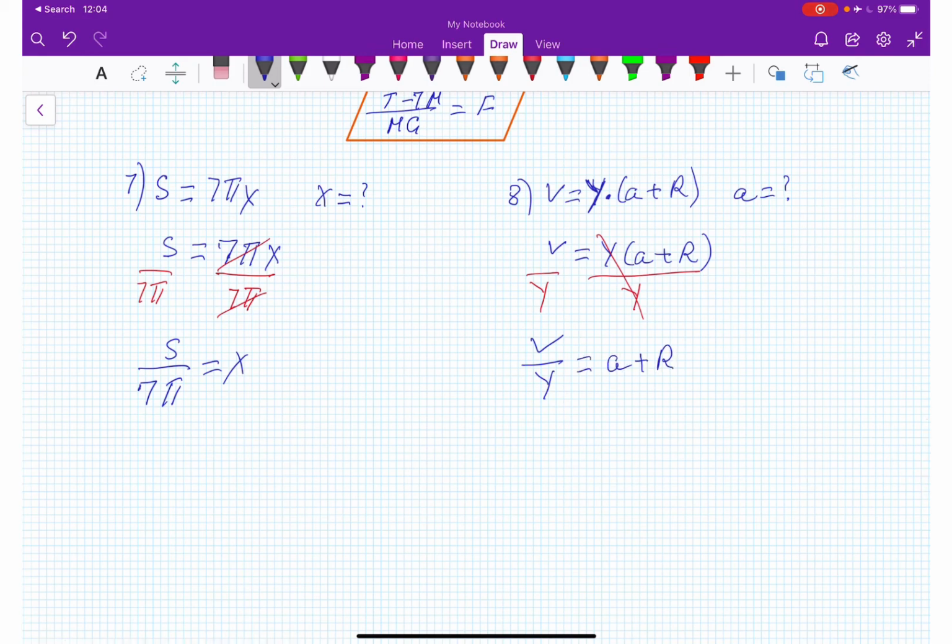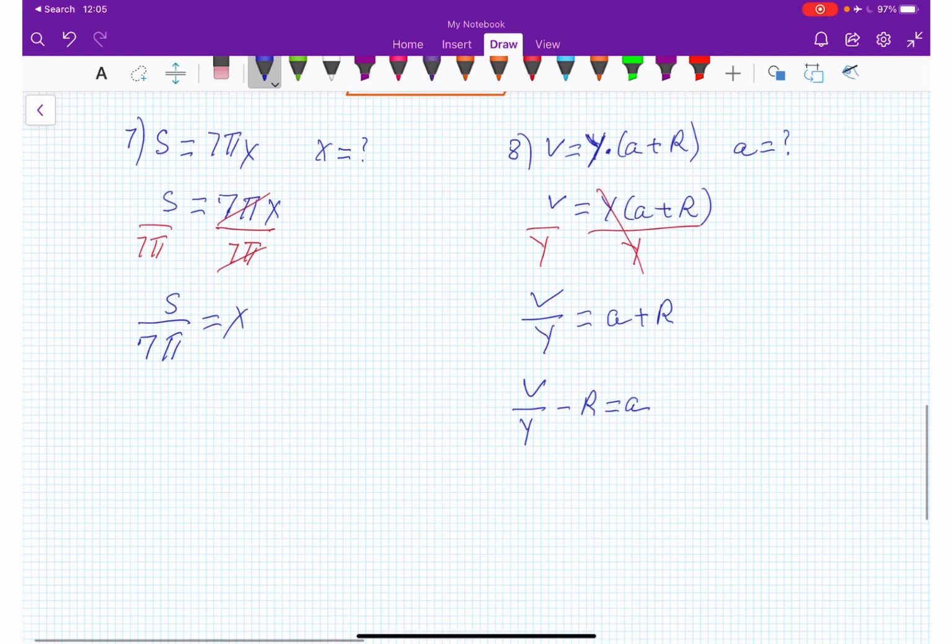Next, to get a, we need to get rid of this r, moving it to the left side. When we have multiplication, we have to divide to get rid of it. When we have addition, we have to subtract. If we have subtraction, we have to add. And if we have division, then we have to multiply. So we're always going to do the opposite operation to get rid of this or that variable. V over y minus r is equal to a.